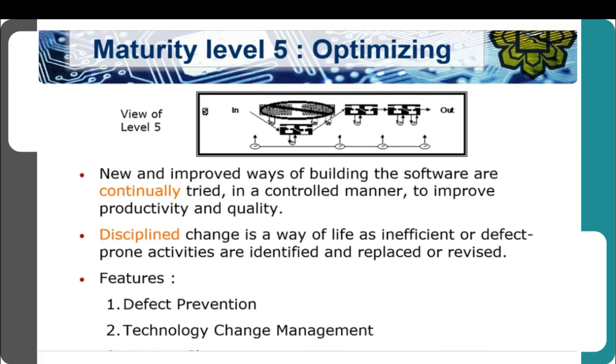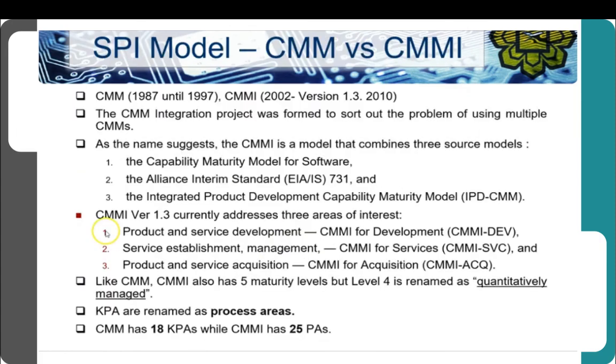And finally, the last level 5, which is optimizing. Not only can we now see the internal structure of the software processes, and also quantitatively manage the internal processes, but now the ineffective software process can be removed and replaced or revised by a new set of software processes.